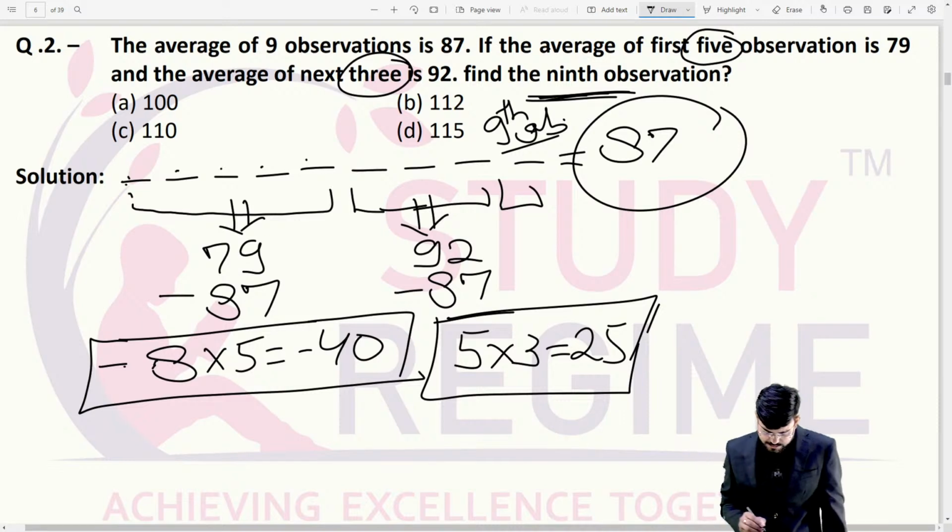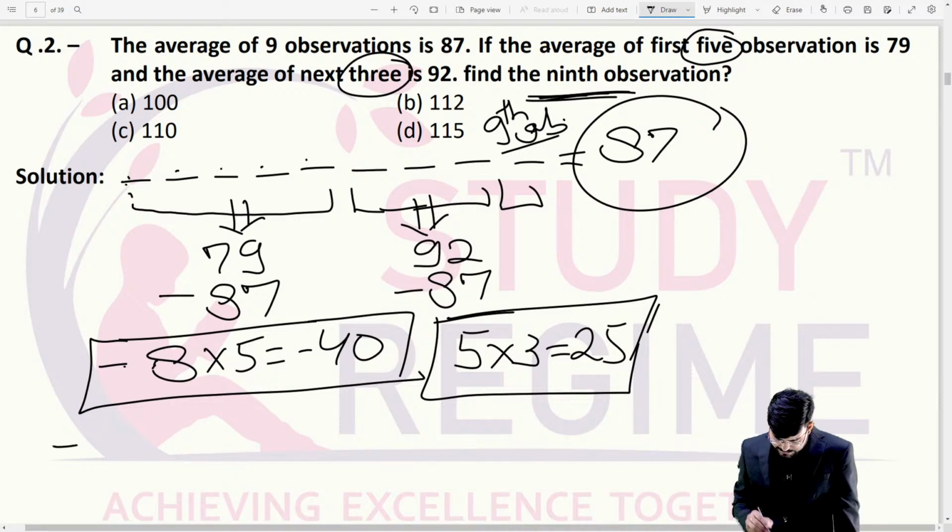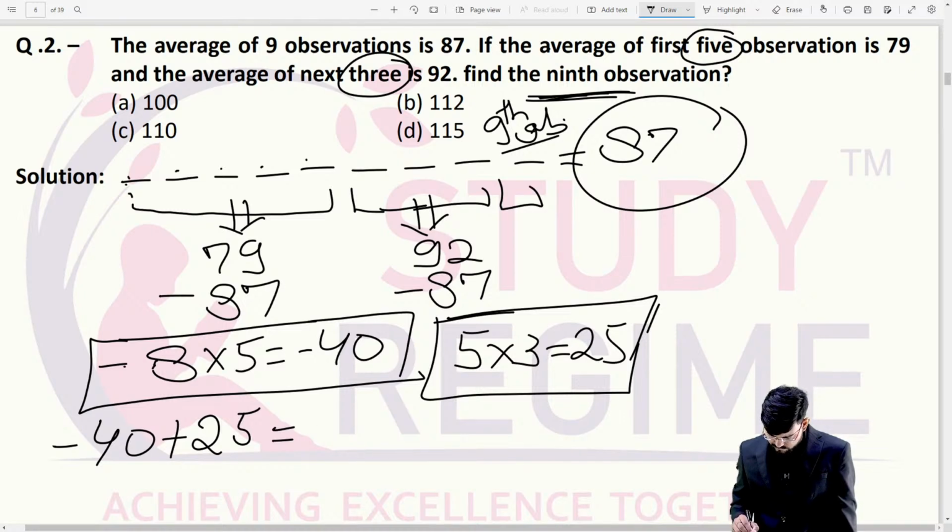Very easy steps. I have taken, you have subtracted this. Now what I will do? Find the algebraic sum of minus 40 plus 15. Sorry, it's 15. If you multiply 5 with 3, you will get 15. Here it is 15. You will get minus 25.